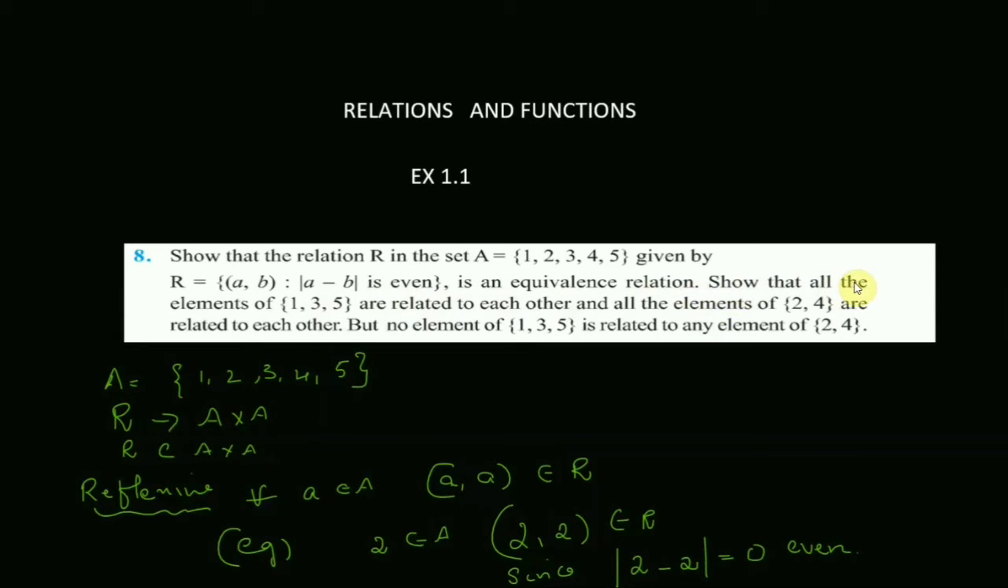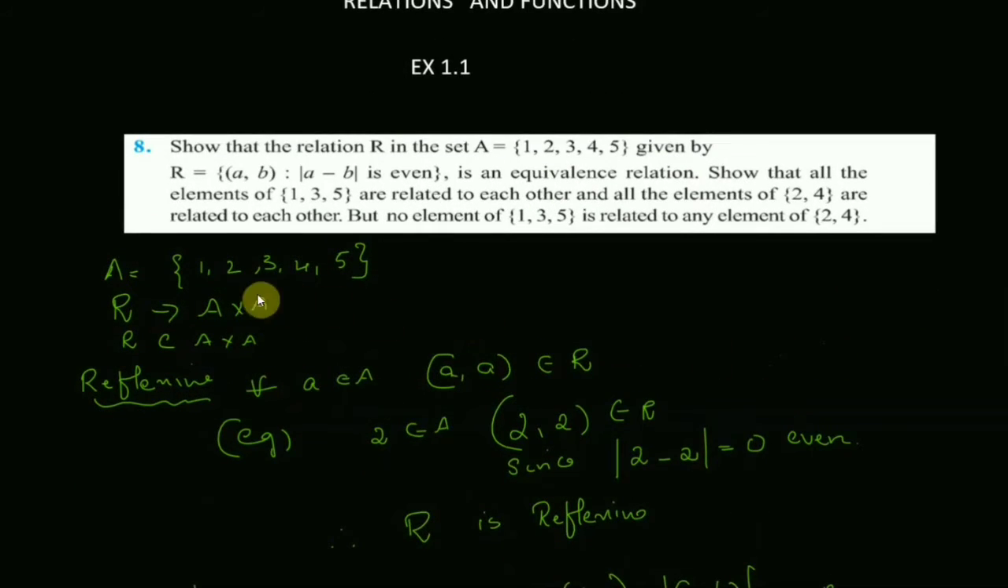The second part of the question is to show that all the elements of the subset {1, 3, 5} are related to each other. The third part: all the elements of {2, 4}, again a subset, are related to each other. The fourth part is that the set {1, 3, 5} is not related to {2, 4}. So there are 4 divisions. First let us prove it is an equivalence relation.